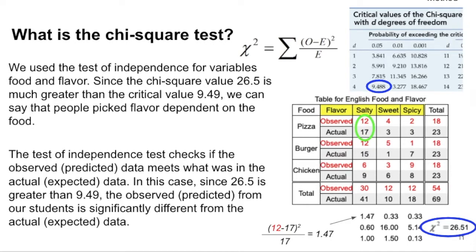Since we're testing the chi-square for all English foods and flavors, we add up the values to get a whopping 26.51. To put this in perspective, the maximum allowed or critical value for this case is 9.488. This is actually the critical value based on the confidence interval probability of 90%. If we used a higher confidence interval of 95%, this value would be changed to 11. 26.51 exceeds 9.488, which means that the actual and observed data is significantly different. This means that our prediction is inaccurate.